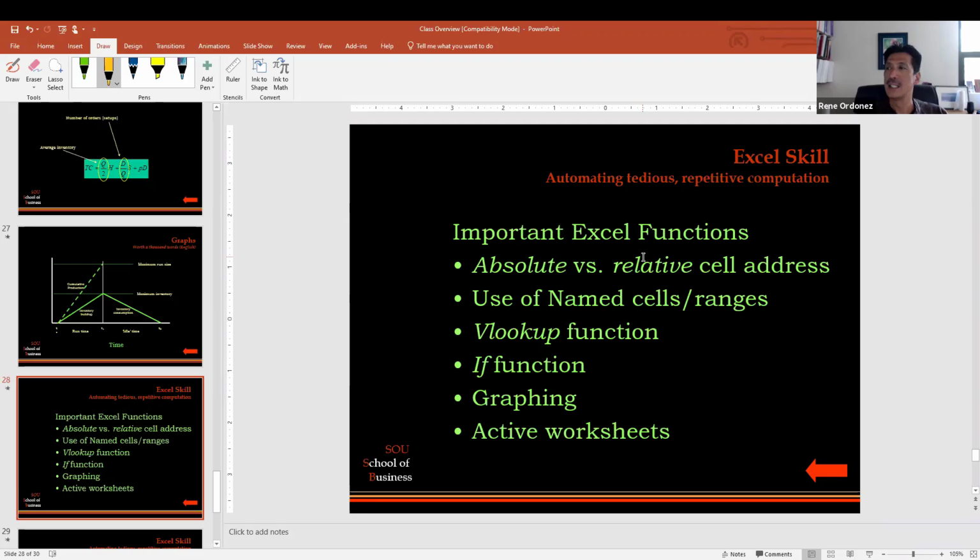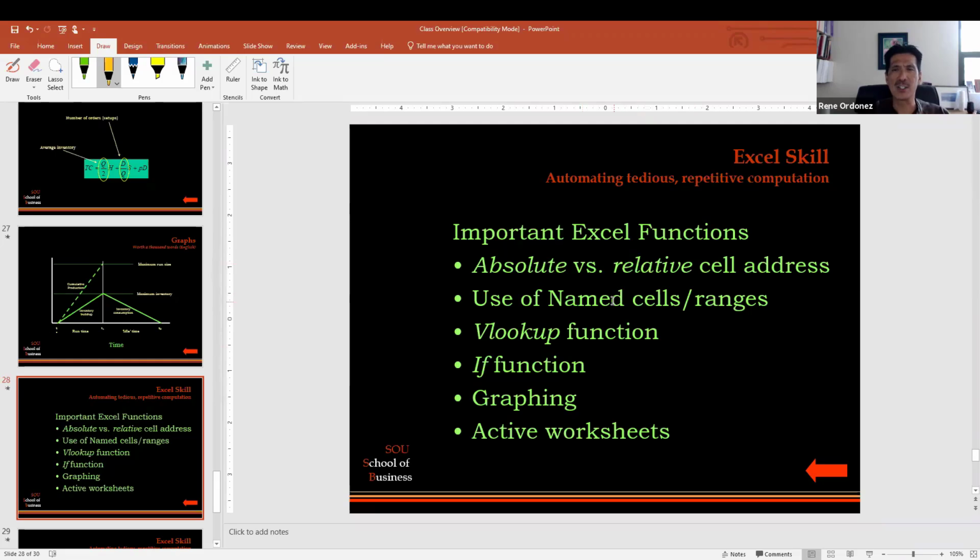The concept of relative and absolute cell address. It's important to understand the difference between these two and their use, because when you're developing an Excel spreadsheet, when you copy and paste formulas, you can take advantage of copying and pasting instead of recreating formulas for each cell when you understand the use of an absolute and relative cell address.